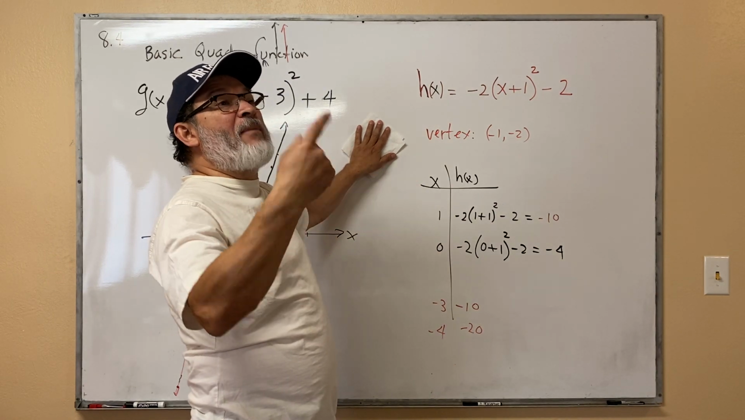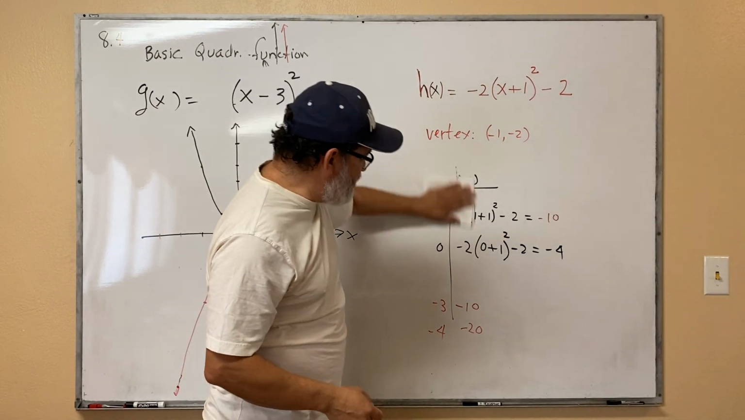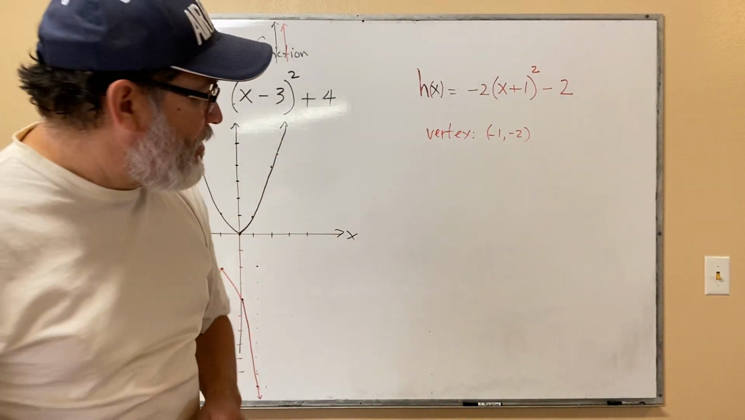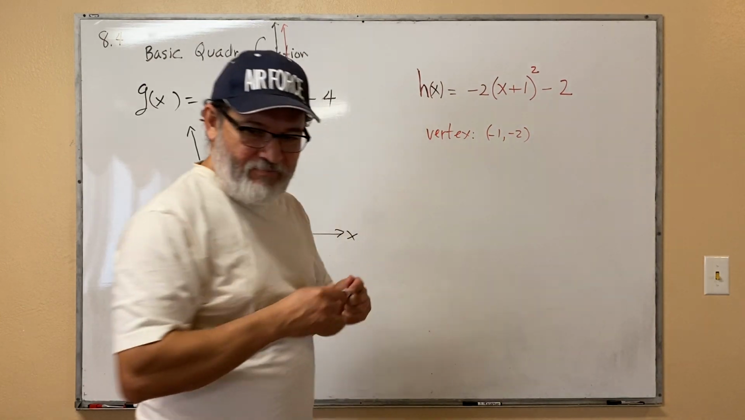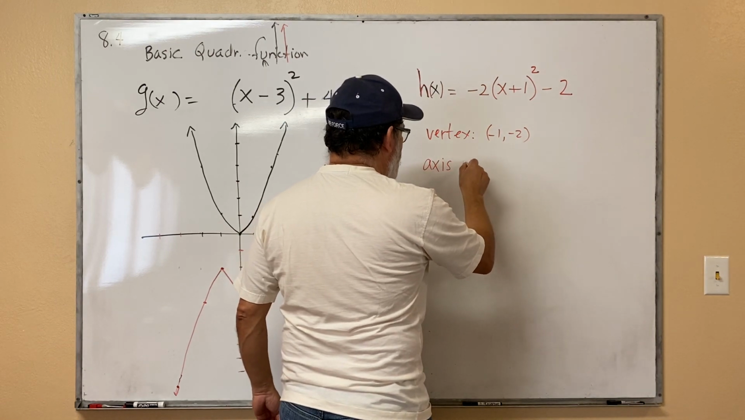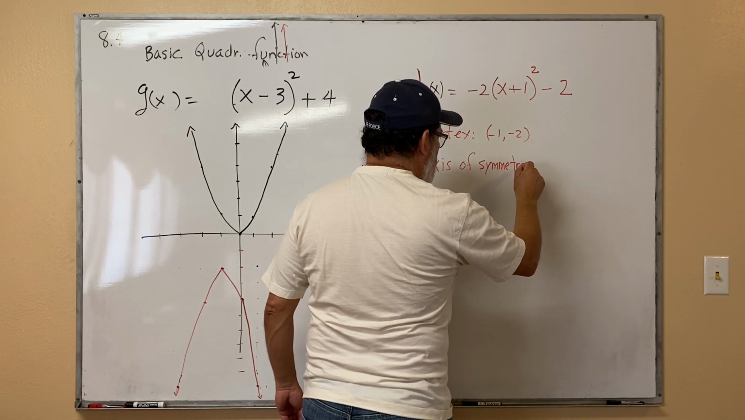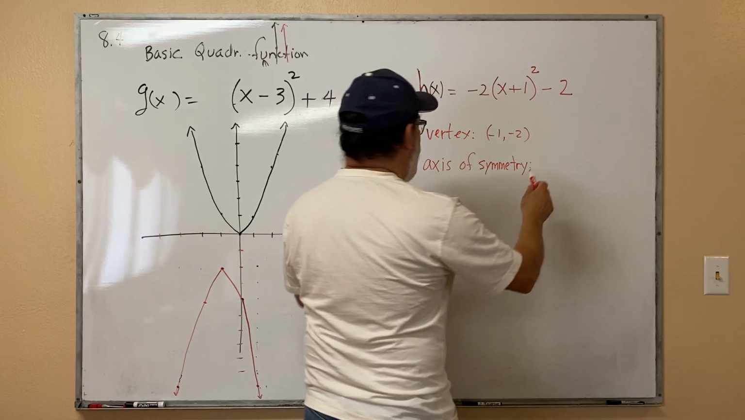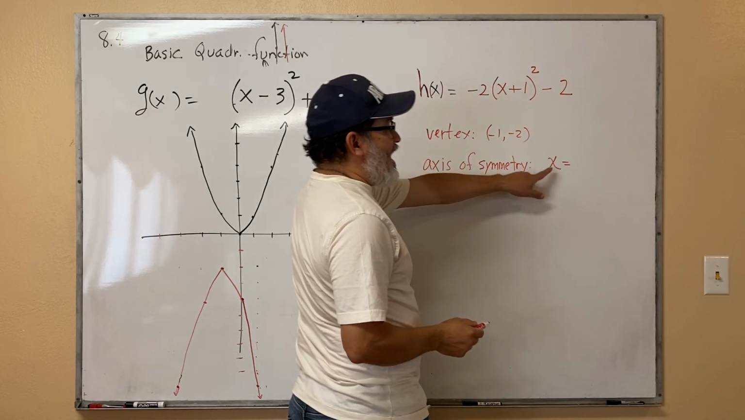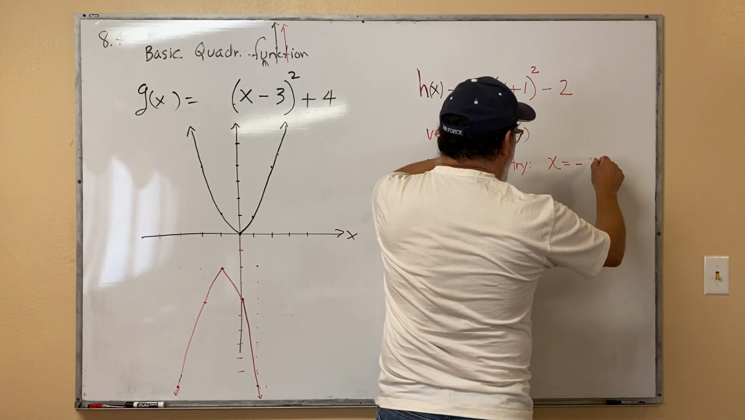Unfortunately, not all parabolas are given in this form. Oh, by the way, I forgot. Okay, so let me erase this. I forgot to tell you. Axis of symmetry is x equals 2. Just say x equals 2, and wherever this is for the vertex, -1.